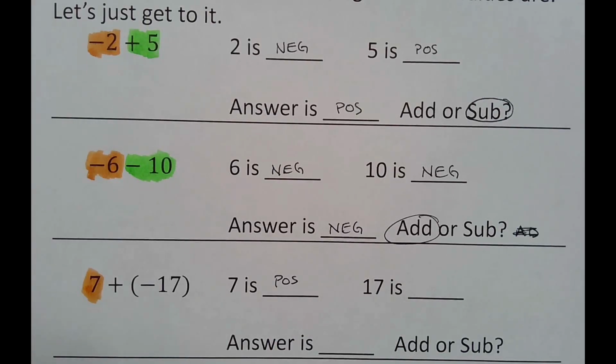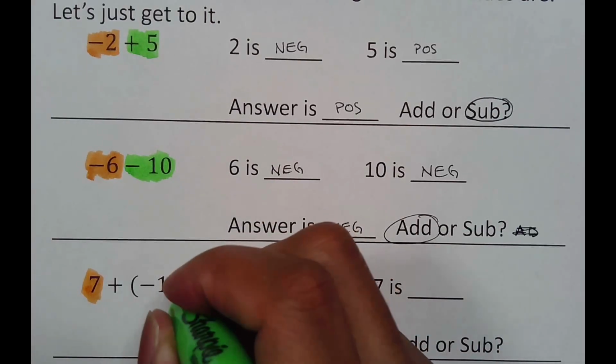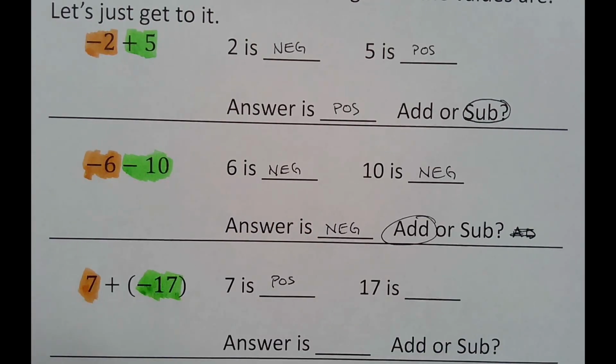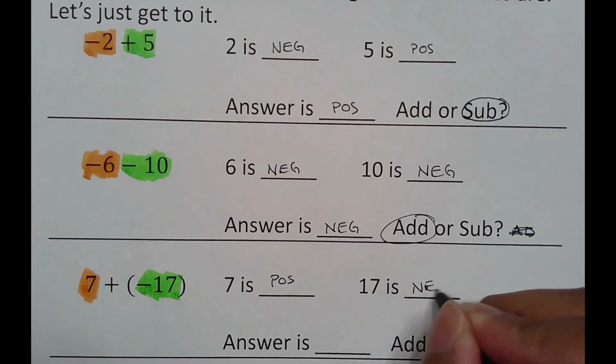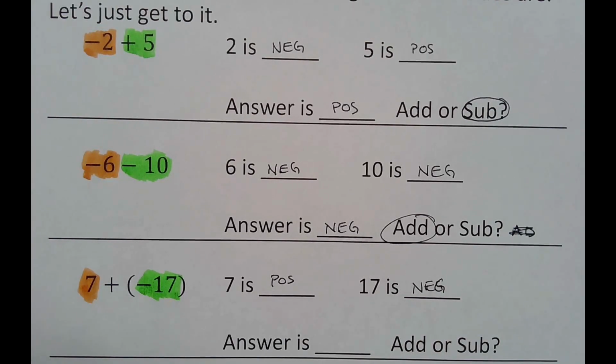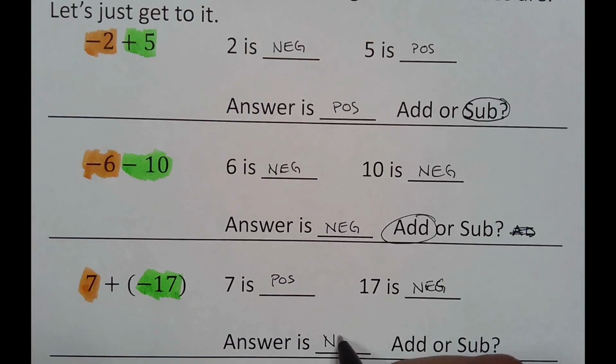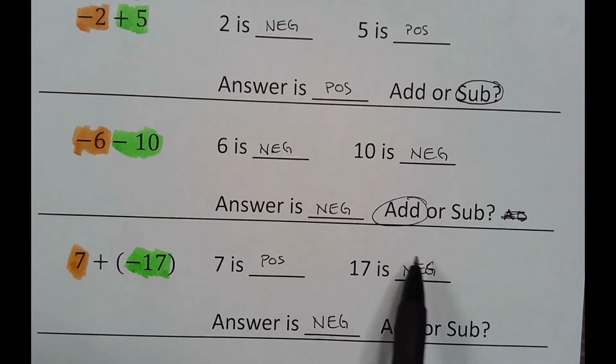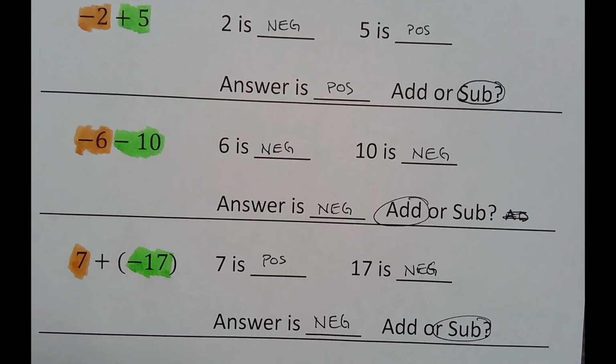The 17, again, just looking at the 17, what's in front of it is a negative. So therefore, 17 is negative. Again, if you want to know what your answer is going to be, it goes to the bigger number. The bigger number is 17. 17 is negative, so the negatives are going to win this competition. And because one is positive and one is negative, they do not get along, which means you're going to subtract. It's going to be a competition. People are going to lose. People are going to leave.